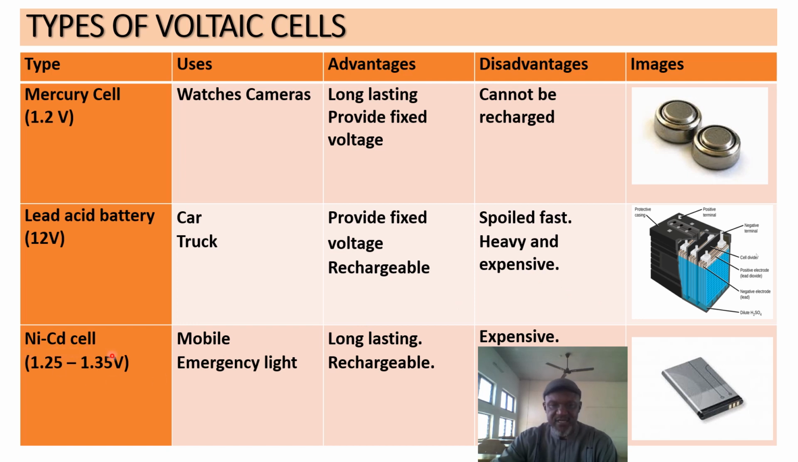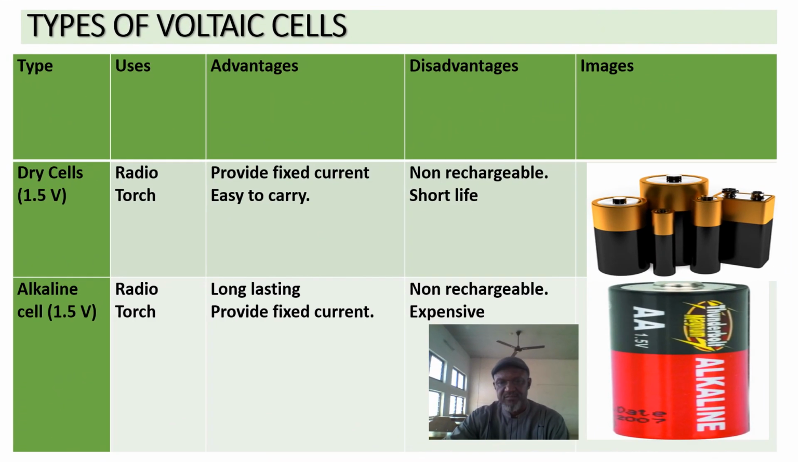Nickel cadmium cell, which is for mobile emergency lights, it lasts longer and is also expensive. You have dry cells for our radio and touch. We all know this. We all use these batteries. It provides fixed current, easy to carry, but is non-rechargeable. Alkaline cell for radio and our touch, long-lasting and provide fixed current, but is also non-rechargeable and is expensive.